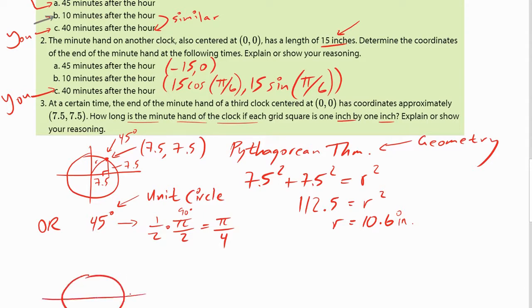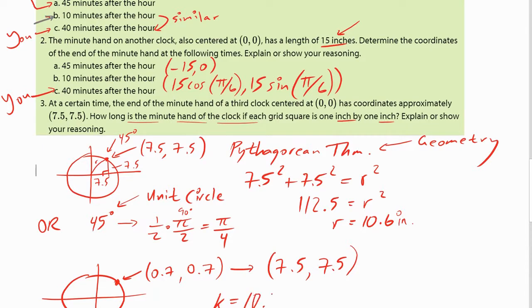That's a horrible circle, I know. But just using the unit circle, 45 degrees will give us 0.7 comma 0.7. Now, we ended up going to 7.5. So what times 0.7 is going to give us 7.5? All right, so your scale factor, what's 7.5 divided by 0.7? You should get 10.7. All right, which means that the minute hand of the clock is 10.7.